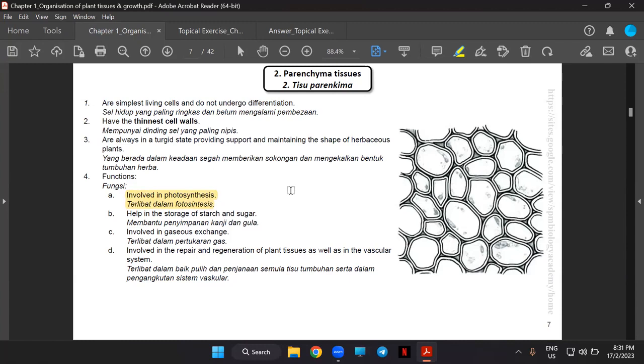Palisade mesophyll cell and spongy mesophyll cell. Sel mesophyll palisade dan sel mesophyll berspan adalah dua contoh sel parenchyma yang telah mengalami apa kita panggil modification. Kita akan belajar di chapter 2 nanti. So parenchyma is the answer.